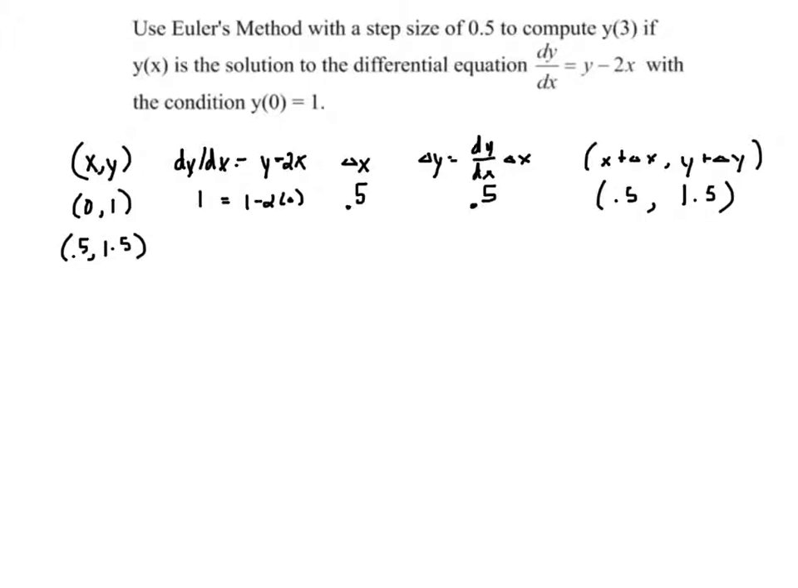So then 1.5 minus 2 times 0.5 is 0.5. Remember, delta x is the same all the way down. Well, 0.5 multiplied by 0.5 is 0.25. So x, 0.5 plus delta x, 0.5 is 1. Y was 1.5 plus delta y is 1.75. That becomes our new point.